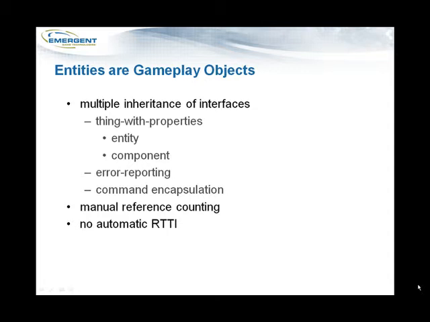By bundling up error reporting as a separate side of an object, we can have uniform error reporting, essentially aspect-oriented programming across the Gamebryo entity system. An entity is a thing with properties, and it can contain many components, each of which is a thing with properties. Entities and components support reference counting, but not through the Gamebryo NiRefObject system, because this is a different inheritance hierarchy. Similarly, there's some RTTI support, but not the standard Gamebryo scene graph layer runtime type identification.